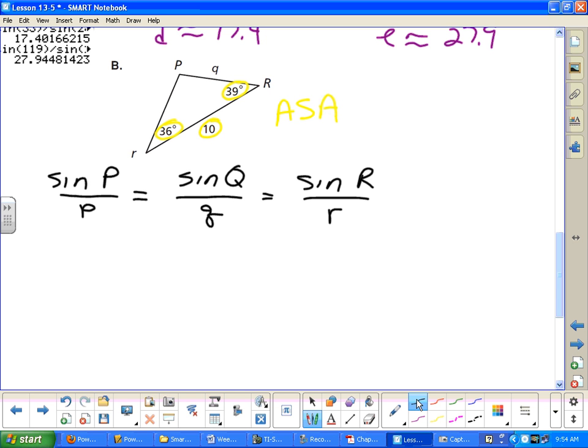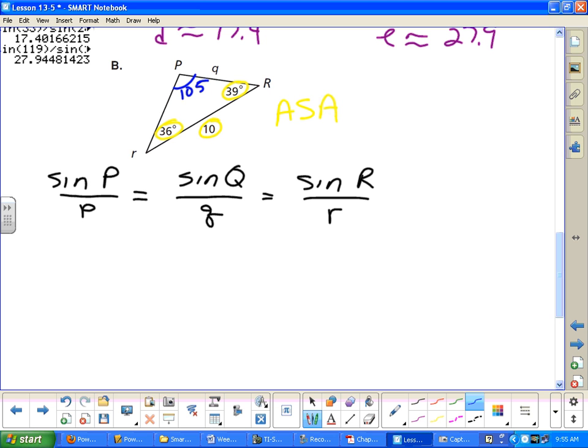So once again, they give me two angles, so I need to find the third one. What's the third angle in this case then? 105, right? So if that's 105, what does that tell you about the 10? It's the longest side. So if I get Q or R that are greater than 10, I made a mistake. So you need to think about that when you're doing these.